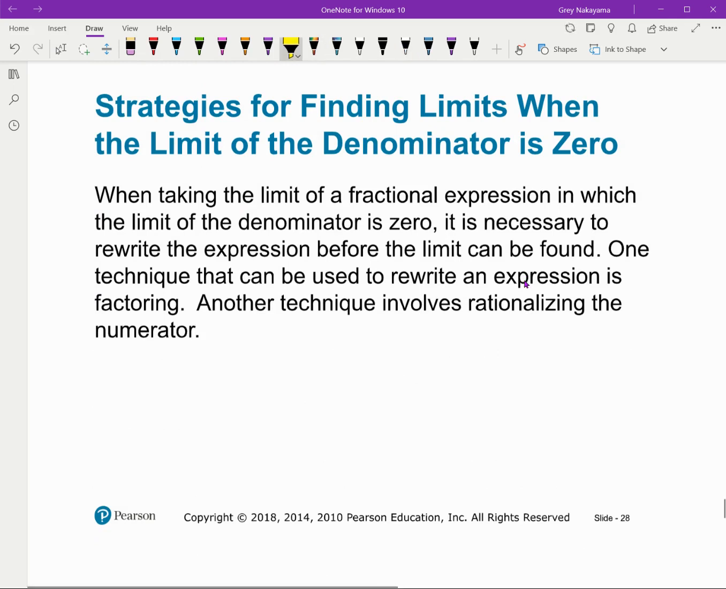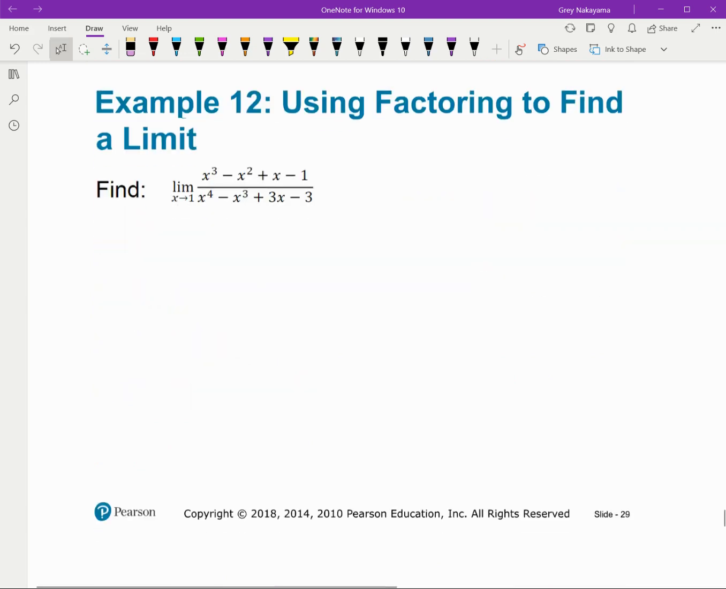Now, the other thing we have to talk about is what happens if I plug in and I get 0 on the bottom, okay? I cannot have 0 in my denominator. So if I do, I have to think about factoring or something called rationalizing your numerator, okay? So I have 3 examples left to do this. So the first one, if you plug 1 in to this expression, I'm only worried about the bottom because I can't have 0 on the bottom. So that's 1 minus 1, which is 0, plus 3 minus 3, which is 0. So I have 0 on the bottom.